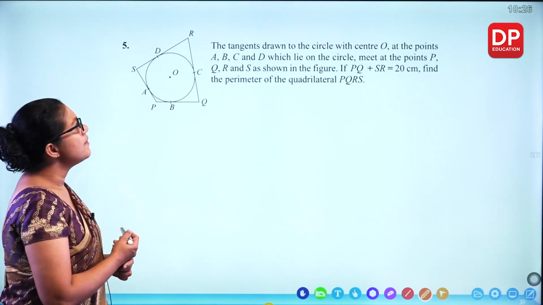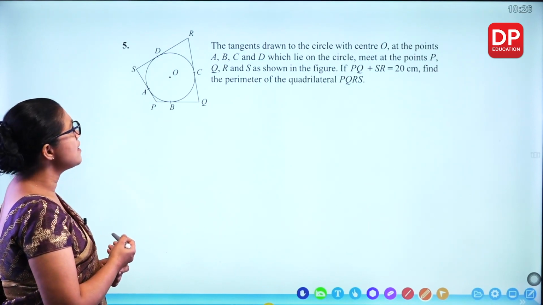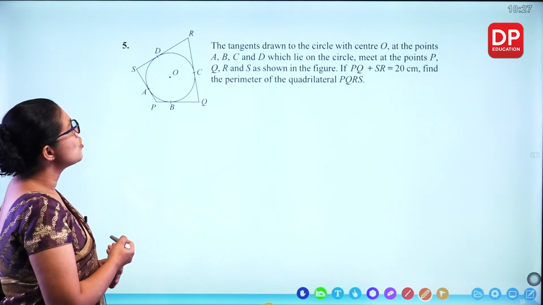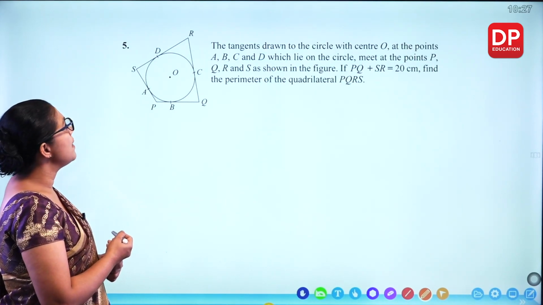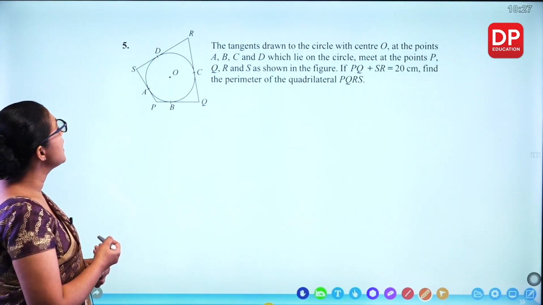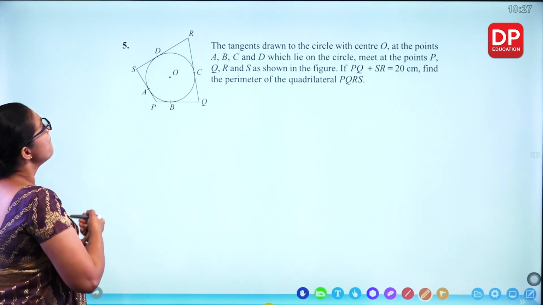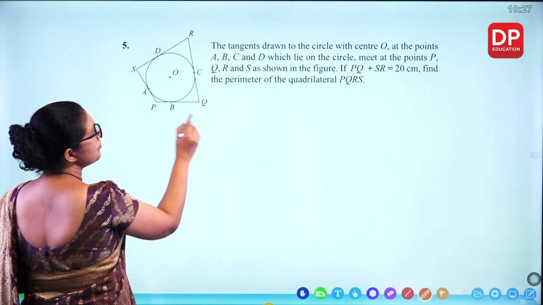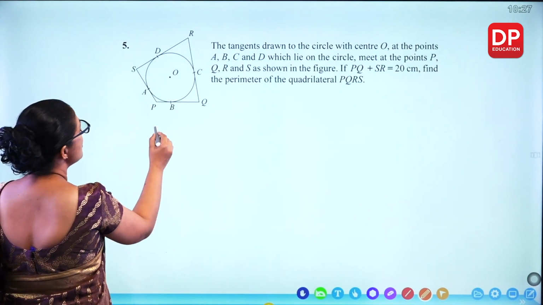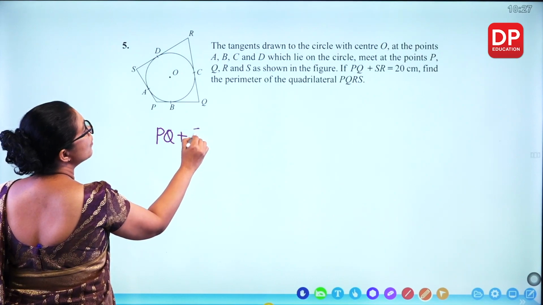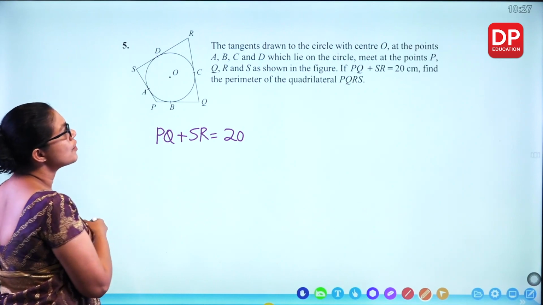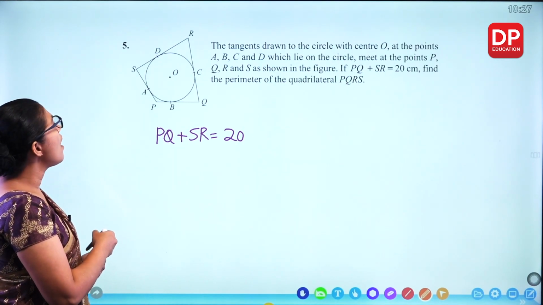Question number 5. The tangents drawn to the circle with center O at the points A, B, C and D which lie on the circle meet the points P, Q, R and S as shown in the figure. If PQ plus SR is equal to 20, find the perimeter of the quadrilateral PQRS.